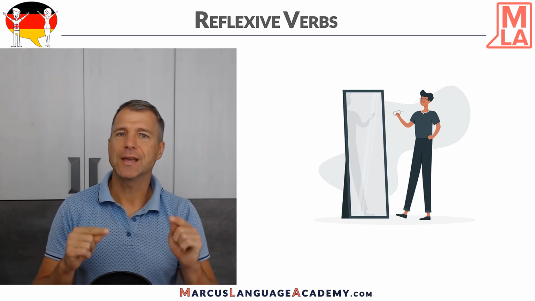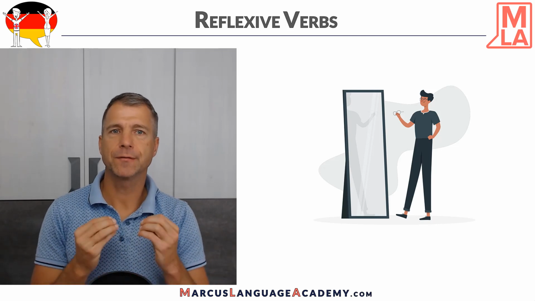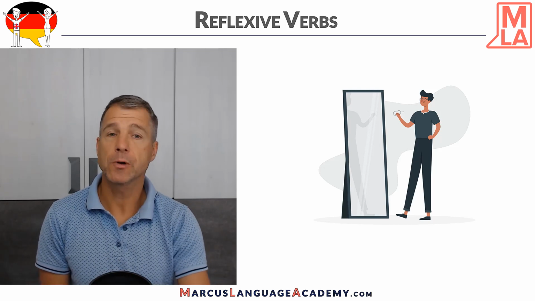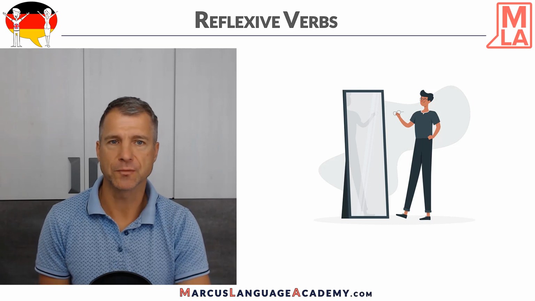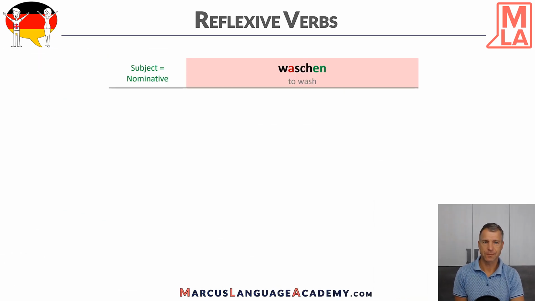Okay, so today's topic is the reflexive verbs. In German we have so-called reflexive verbs. So let's take a look. Normally we have just a normal verb like here, to wash. Waschen, waschen. But this verb could also be reflexive. What I mean with reflexive is we say sich waschen, to wash oneself. So let's see an example and I explain what reflexive actually means.